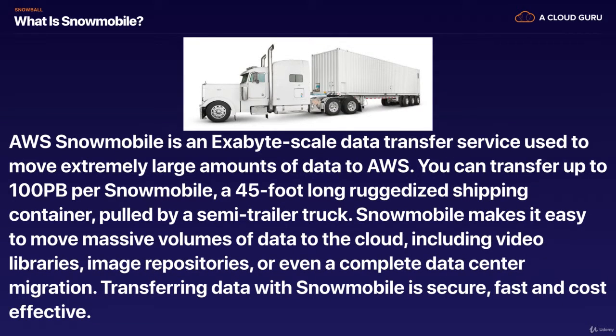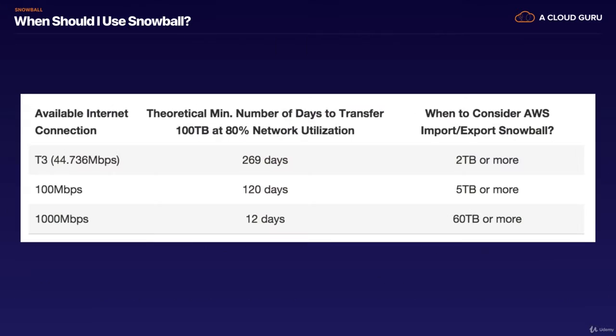So what is Snowmobile? Well, Snowmobile is just insane. It's an exabyte-scale data transfer service used to move extremely large amounts of data to AWS. You can transfer up to 100 petabytes per Snowmobile. It's basically a 45-foot-long ruggedized shipping container pulled by a semi-trailer truck. It makes it easier to move massive volumes of data to the cloud, including video libraries, image repositories, or even a complete data center migration. Transferring data with Snowmobile is secure, fast, and cost-effective.